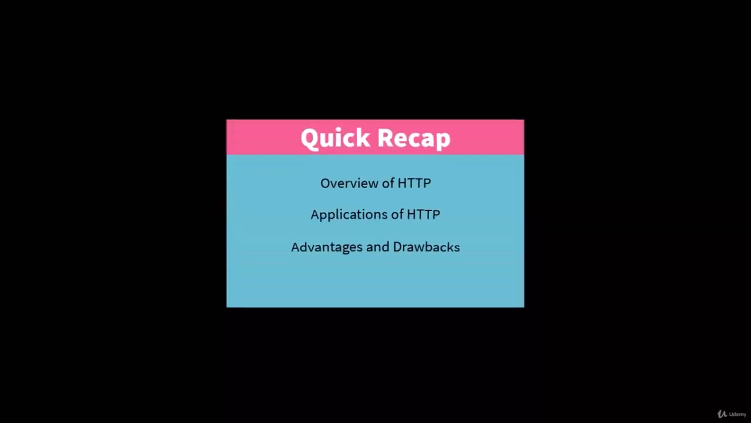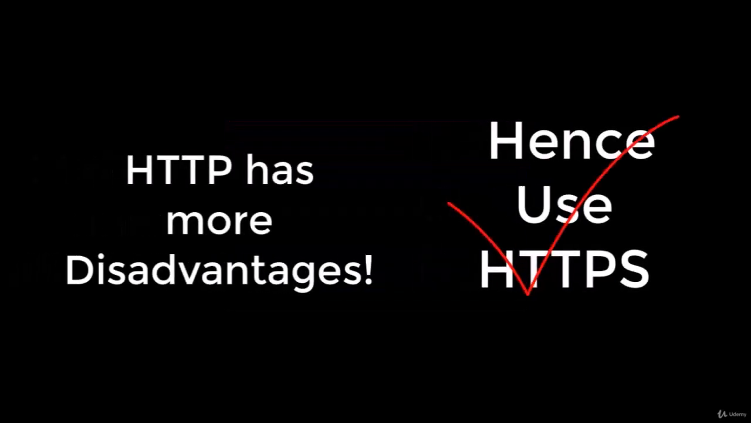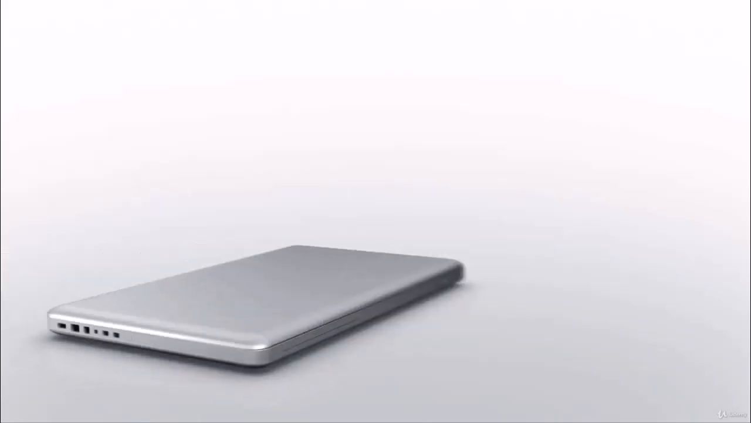Now, let's have a quick recap of what we learned in this lecture. We started with the general definition of HTTP. Then we saw advantages and drawbacks of HTTP. What we observed was HTTP has more drawbacks than advantages. Therefore, in the next lecture, we will see the more encrypted version of HTTP, that is HTTPS.